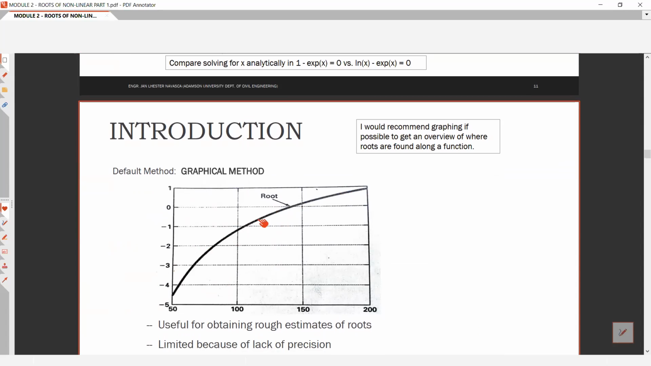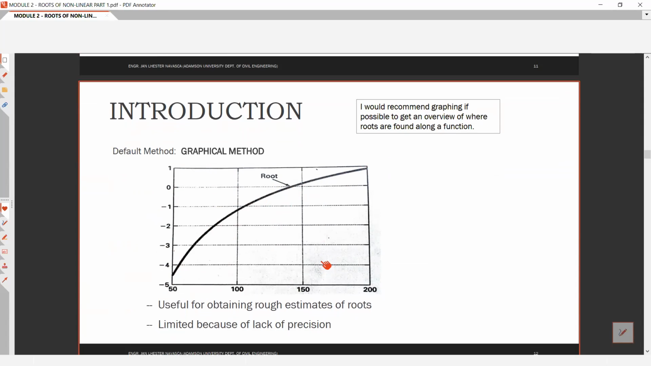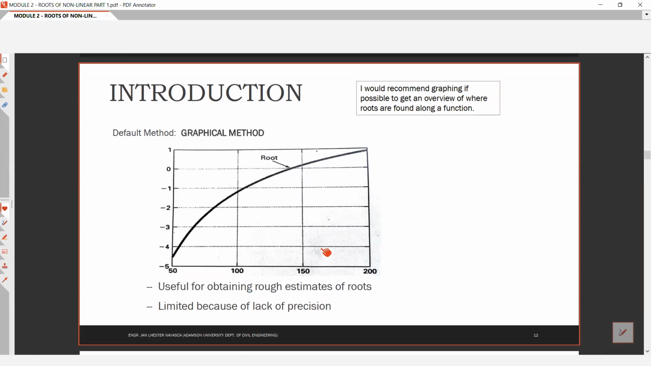Okay? Pagka-graph, doon mo malalaman nasaan yung medyo root. Okay? So I would recommend i-graph mo muna yung possible to get an overview of where your roots are found along the functions. Okay? Kunyari, ito yung function, ito yung graph, nandito yung 0. Nagkaroon ka ng graph kung nasaan yung roots mo, na between 100 to 150, okay? Something like that.